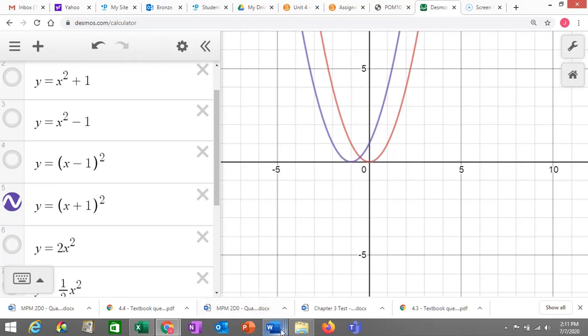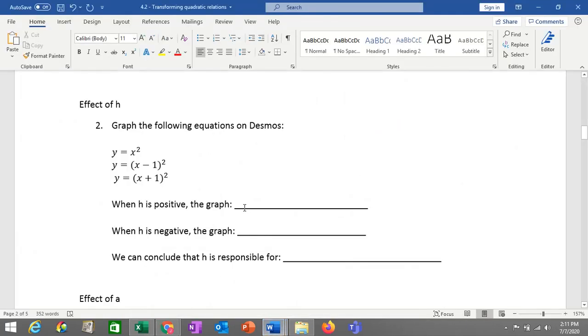Okay, so let's write that out. So when h is positive, the graph moves to the right, because remember we have x minus h.